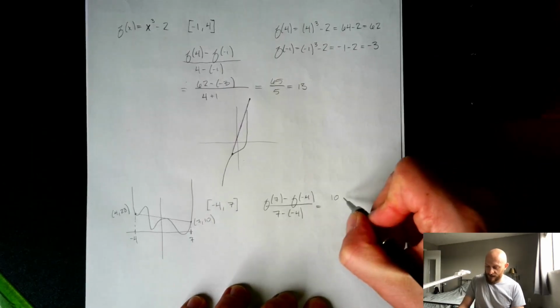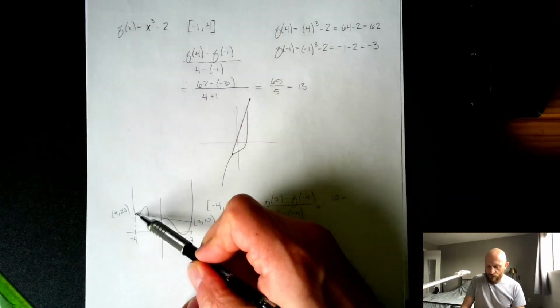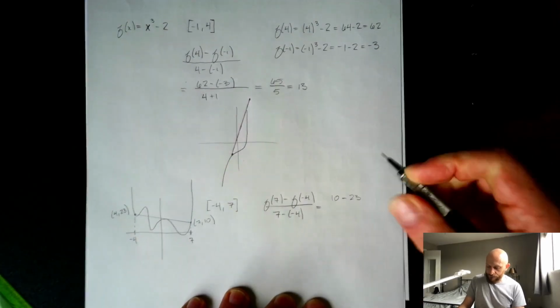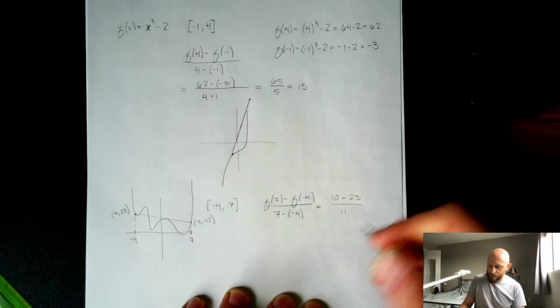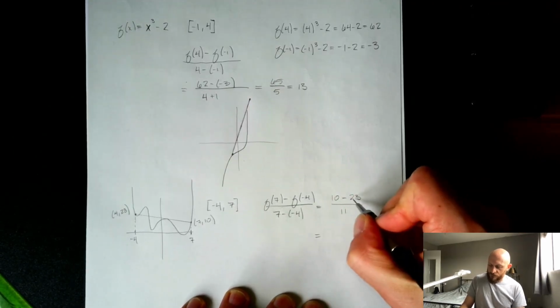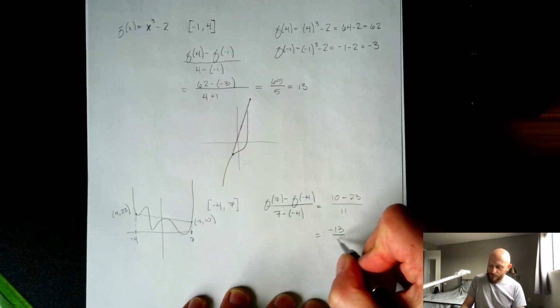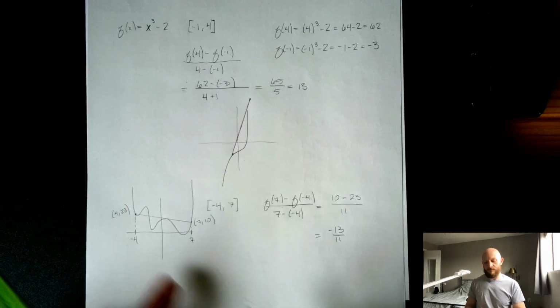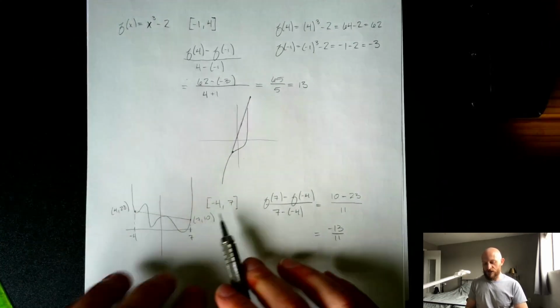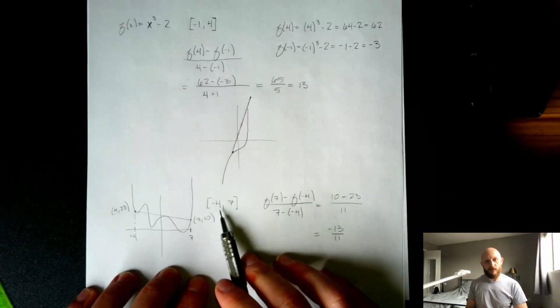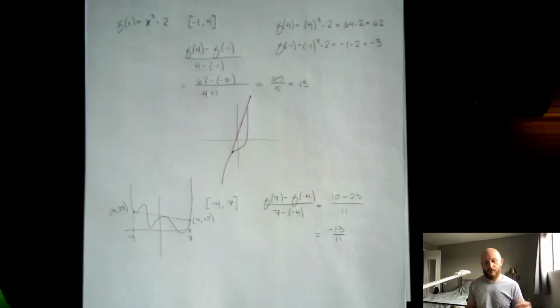F of 7 is equal to 10. F of -4 is equal to 23. All of that is divided by 7 plus 4, which is 11. So 10 minus 23 is -13. -13 over 11. That's the average rate of change of this equation over the interval -4 to 7. That's it. It's just the slope of that line.